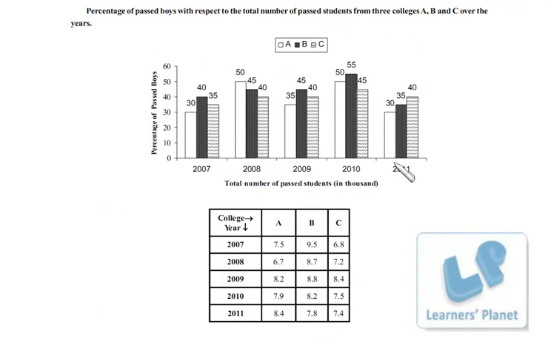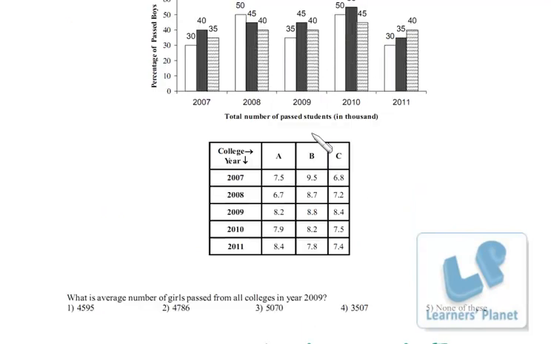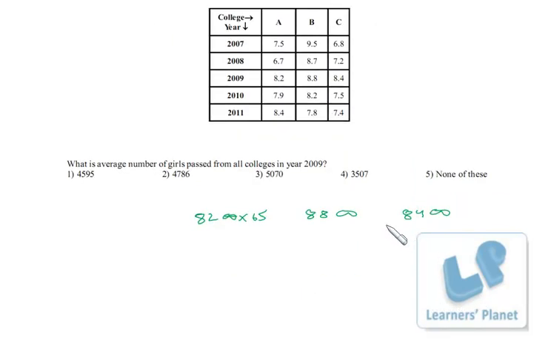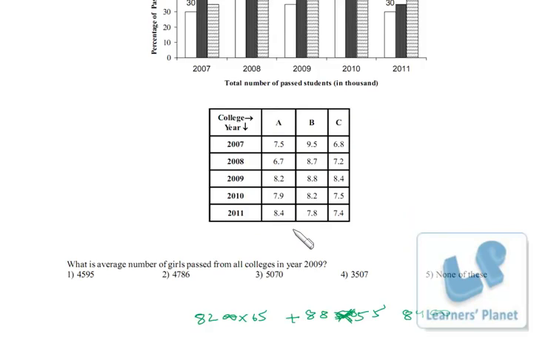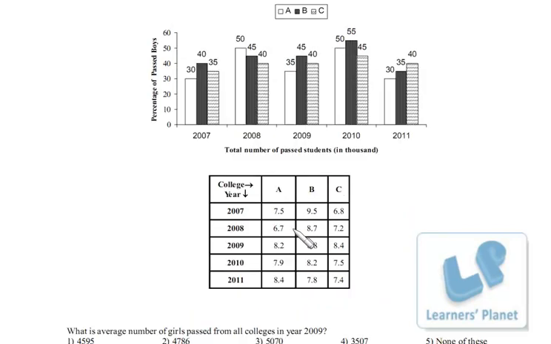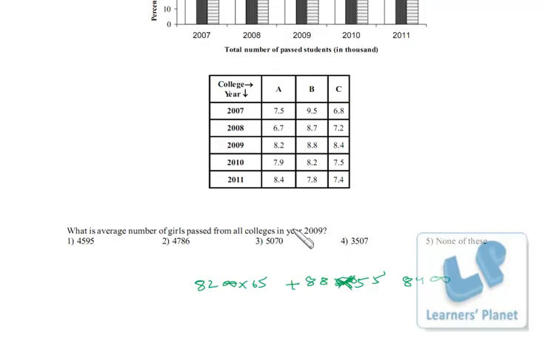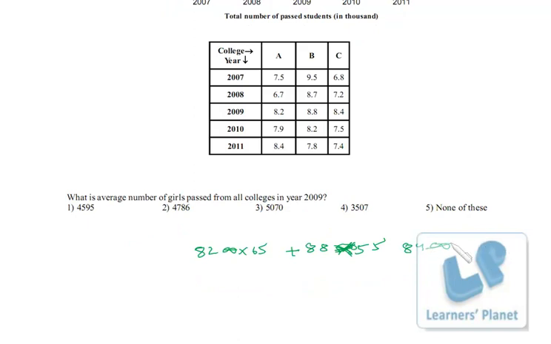Right? Boys 45, so girls must be 55. I remove the 2 zeros, and 40% boys, girls must be 60%. And this divided by 3 is what we have to calculate.